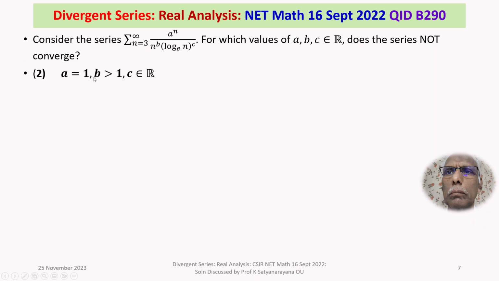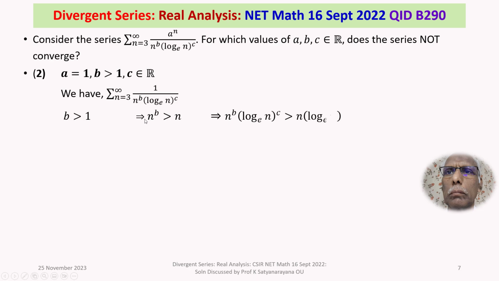A equals 1, b greater than 1, c belongs to R. So a equals 1, we put it here. So we have sigma n equals 3 to infinity 1 by n to the power b into log n to the base e to the power of c. Agreed. b greater than 1 will imply n to the power b greater than n. Yes. b greater than 1 will imply n to the power b greater than n. And log n to the base e is always positive, to the power of c is also positive.